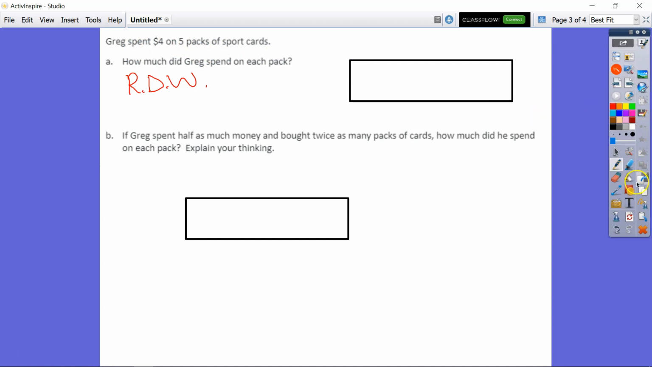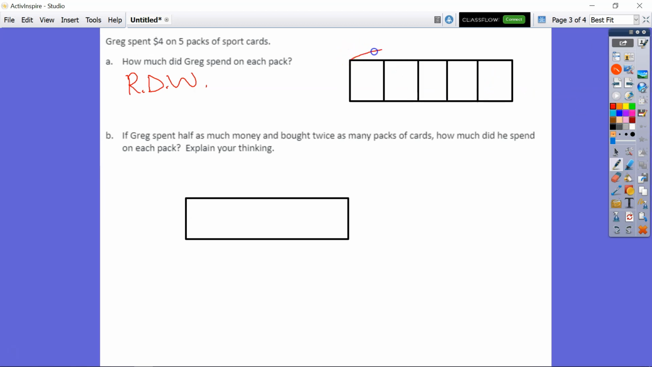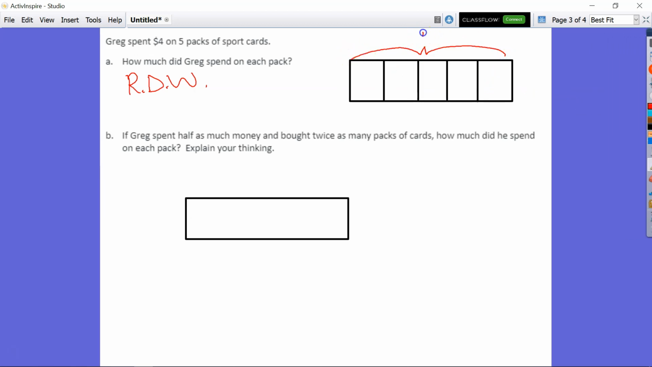So first thing we need to do is let's go ahead and draw our tape diagram to help us out here. So we know that there were 5 packs. So I know 4 lines will give me 5 packs. So I'm going to put my 4 lines. 1, 2, 3, 4. So now you can see my 1, 2, 3, 4, 5 packs of cards. My whole is the $4 that he spent. I'm just going to put my $4 up top.